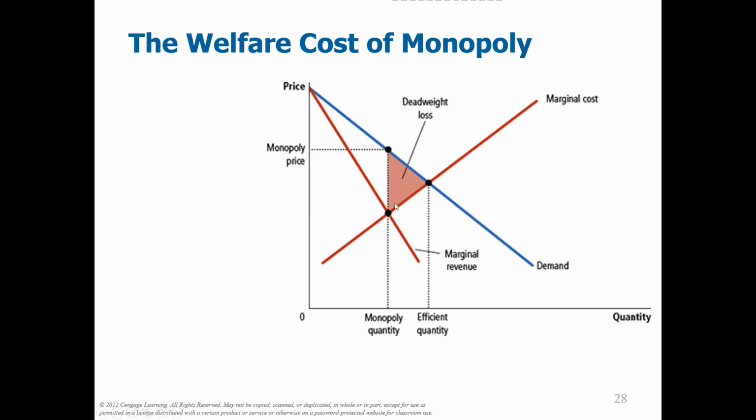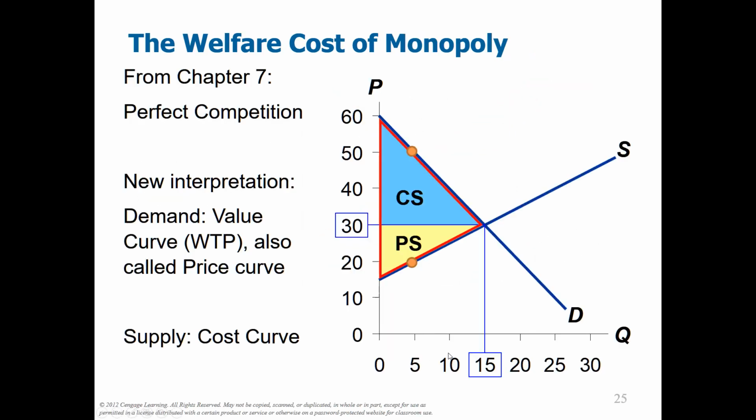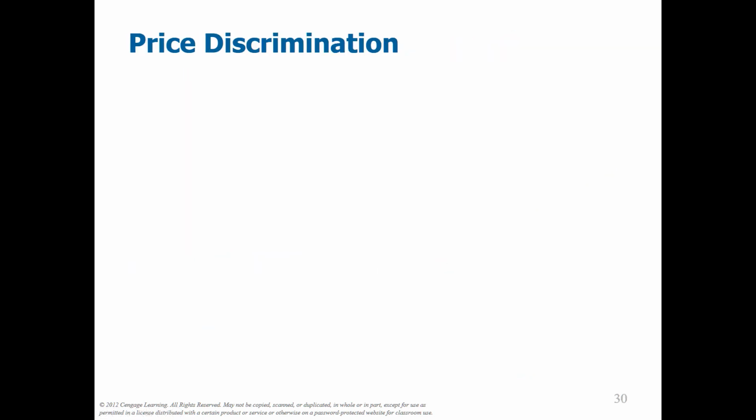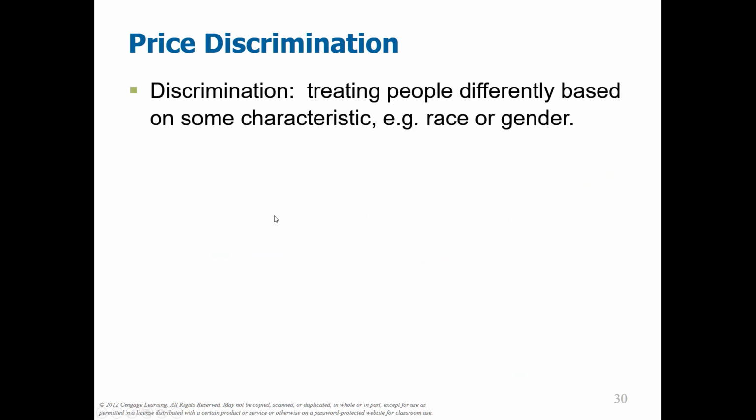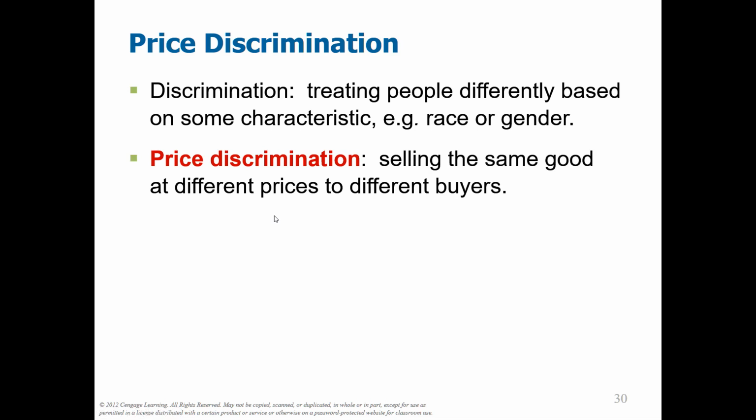Let's go back to the slide of perfect competition again. In monopoly, the quantity will be, for instance, 10. So this amount of surplus here in this triangle will disappear, reducing total welfare. There is a way where the monopoly can extract even more surplus from the consumer. It's called price discrimination.